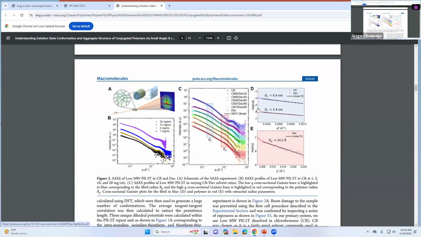So anyway, he does that and he gets some size scale over a very narrow range of Q where there's nothing to really chase after, except there is kind of a knee when he has the pure decalin, but when he goes to the chlorinated benzene, there's no knee at all.